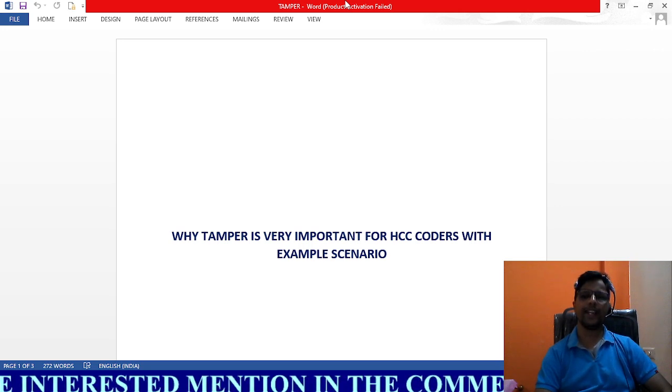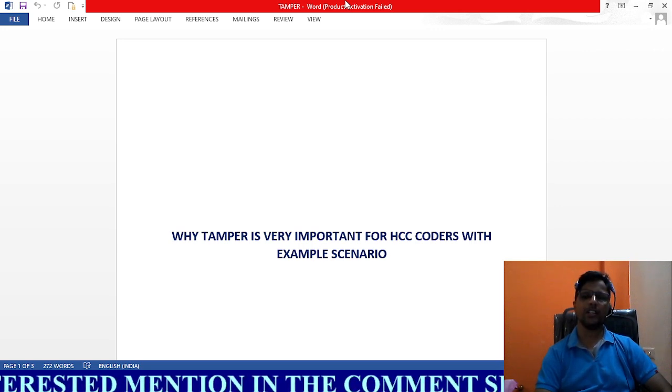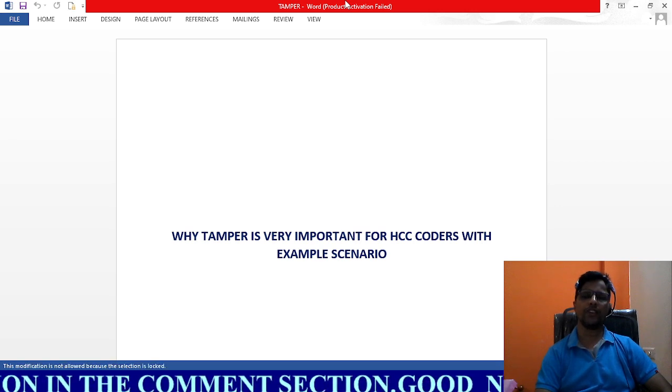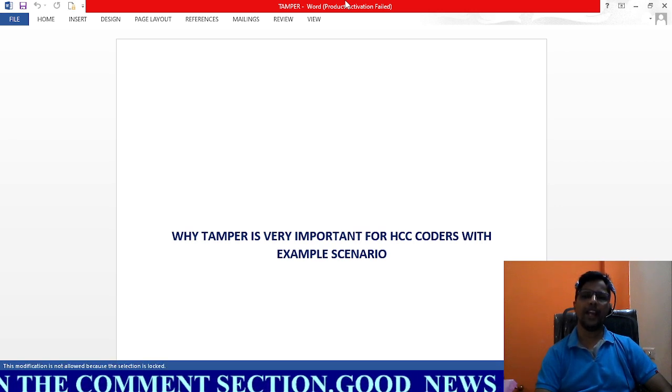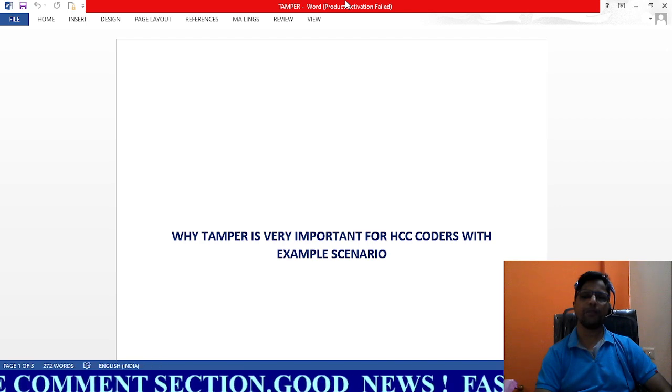So basically, TAMPER is a mnemonic. So soon we are going to learn what is TAMPER, and we are going to learn one example scenario along with the TAMPER concept.